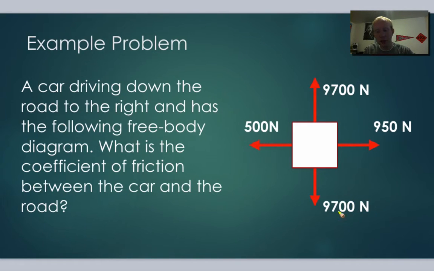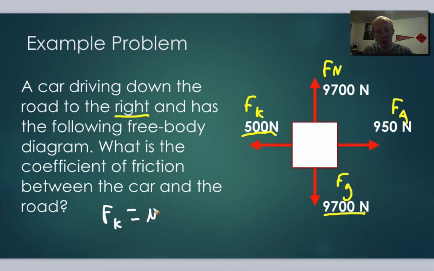So we need to identify, first of all, this is the force of gravity right here. And this is the friction force, because the car is driving to the right. That means this is going to be the applied force, and this is going to be the normal force. But the ones we're really worried about are the gravitational force and the friction force. So the force of friction equals mu k times force of gravity, coefficient of friction times force of gravity. We want to solve for the coefficient of friction, so we're going to divide by force of gravity over here.